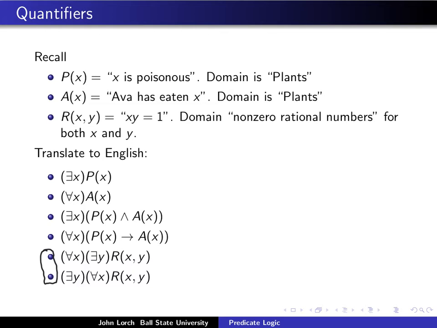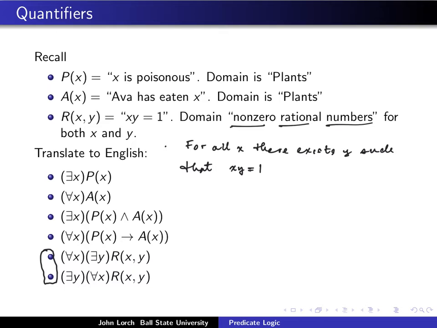So the first bullet there says, for all x, there exists y such that x times y equals 1. So let's just write that down. For all x, there exists a y such that x times y equals 1. And we have to remember that we're restricting ourselves to the domain of non-zero rational numbers when we say these things. All right, so that's the translation of this 5th bullet point.